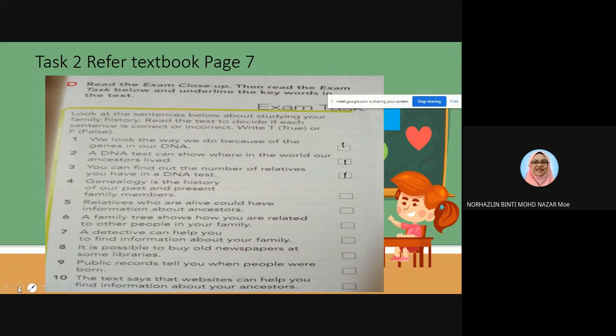Okay, number three is false. Number four is false. Five, false. Six, true. Seven, false. Eight, false. Nine, true. Ten, true. You can screenshot ke print screen ya, the answers. Okay. But make sure you do your homework first.